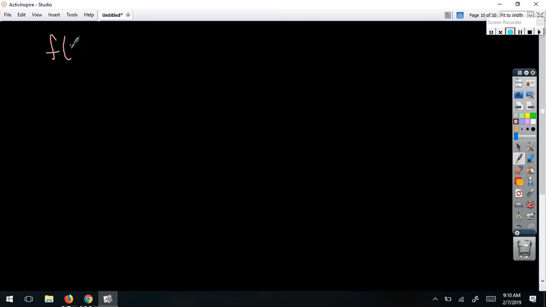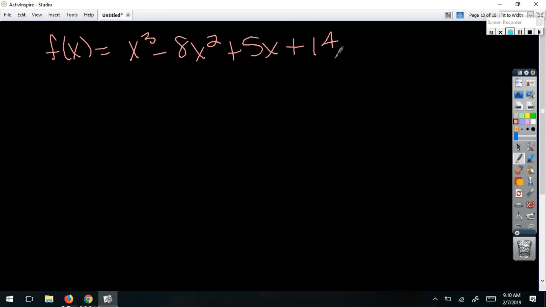Let's say f of x equals x to the third minus 8x squared plus 5x plus 14. And the directions say find all zeros of the function. And we know that to find zeros, we need to factor, set each piece to 0, and solve, right? Okay. So I definitely can't slash this one. So as I look at it, I'm going to have to do PRZs because I don't have a starting point.